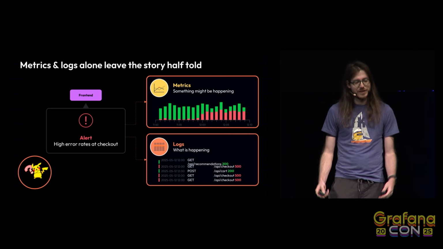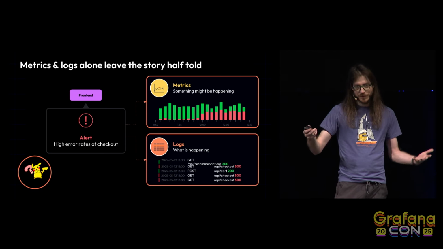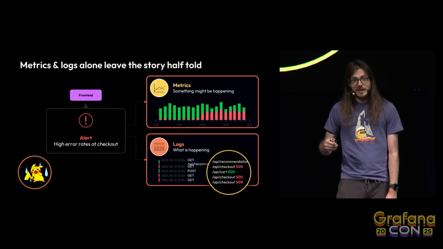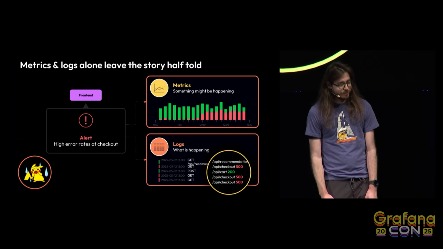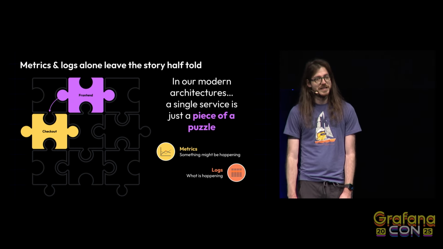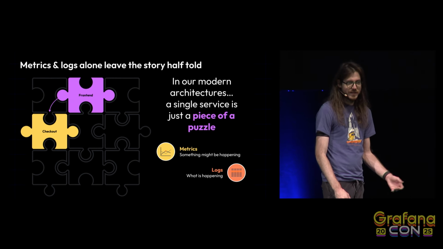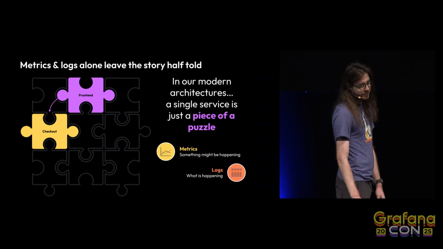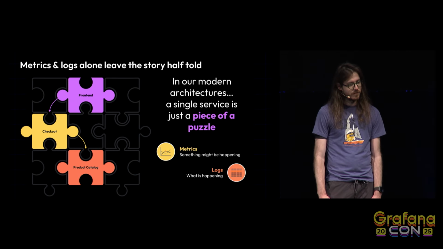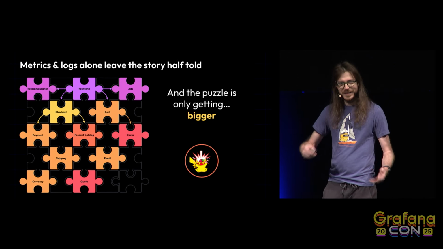Logs are pretty good about telling you what is happening. An exception is thrown, et cetera. You can find the needle in the haystack, but finding that can be challenging. To complicate matters further, as teams continue to adopt microservices, a single backend service is often just a piece of the puzzle. We might have 2 microservices, or 10. The puzzle has a way of getting larger.